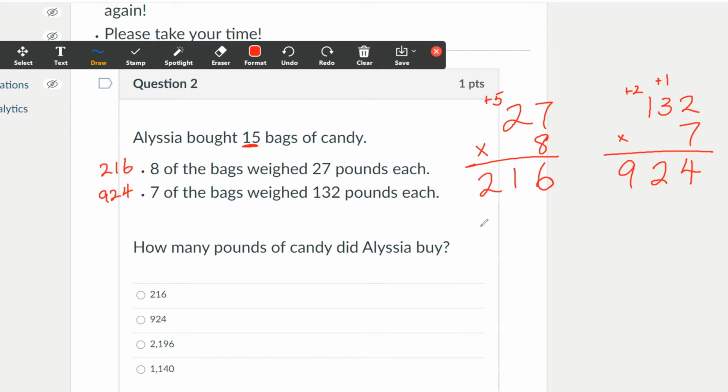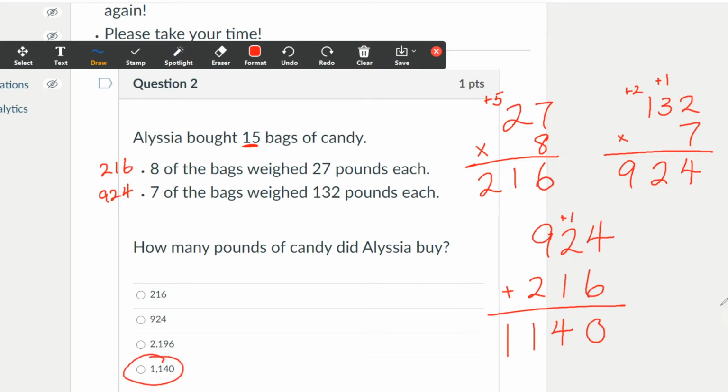I want to find the total amount of pounds that she bought. So I'm going to do 924 plus 216. And that's going to be 4 plus 6, which is 10. Regroup the 1. 1 plus 2 is 3, plus 1 more is 4. 9 plus 2 is 11. So I know that altogether, Alicia bought 1,140 pounds of candy.